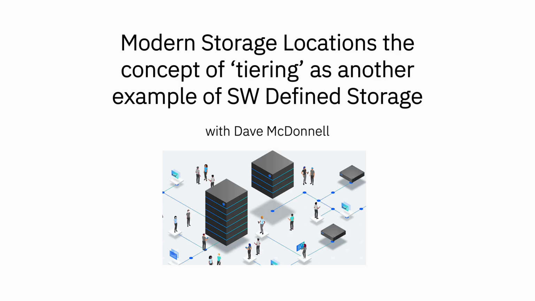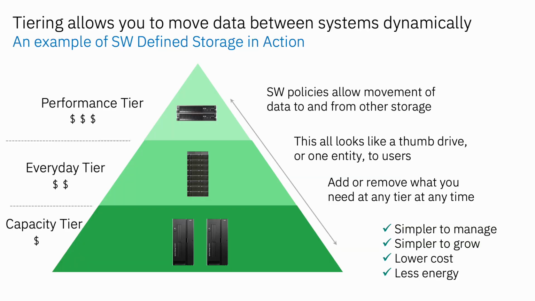Now, let's get into these modern storage locations and concepts and talk about tiering. Tiering is an example of software-defined storage where you use policies to automatically move data from one storage system to another. In this case, you can see we've set up 3 different tiers to store data in. We've got a performance tier where we want really fast performance. We're willing to pay the money for it.